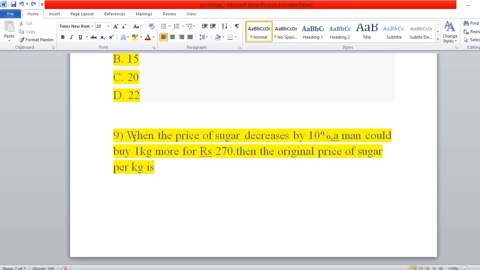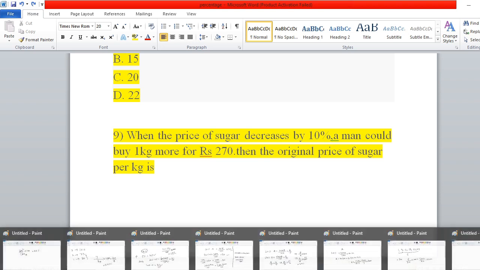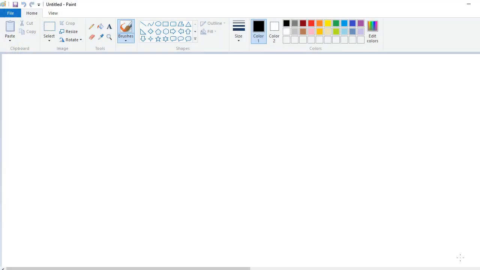When the price of sugar decreases by 10%, a man could buy 1 kg more for 270 rupees. What is the original price of sugar per kg? It's a very, very interesting question. So here assume the original price is equal to X, and Y is the quantity.